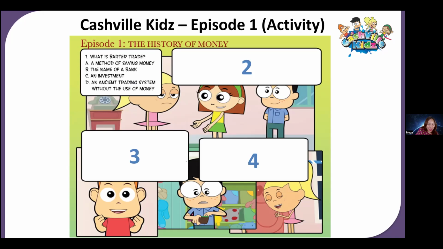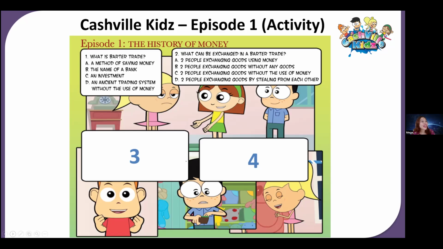So we will allocate a prize for you. Congratulations for getting the answer correct. Okay, so let's move on to the second question. Question number 2. What can be exchanged in a barter trade? Is it A, B, C, or D? Now, make sure you type a capital G.